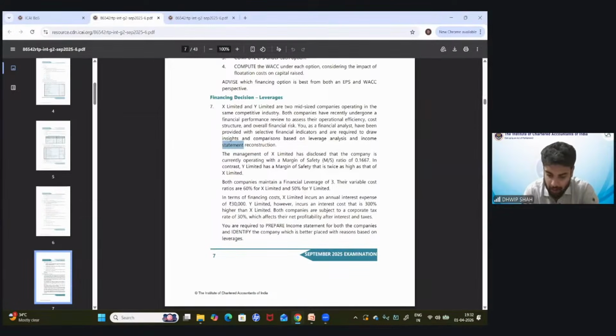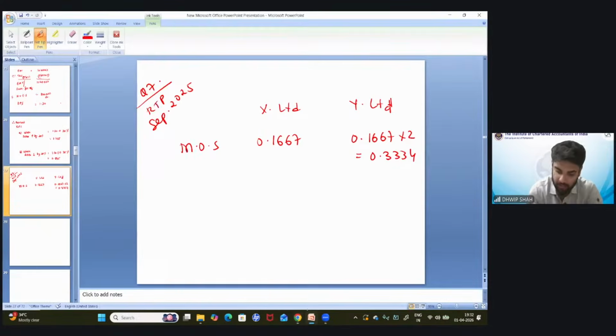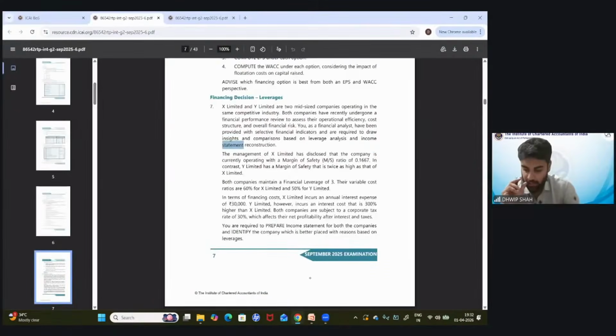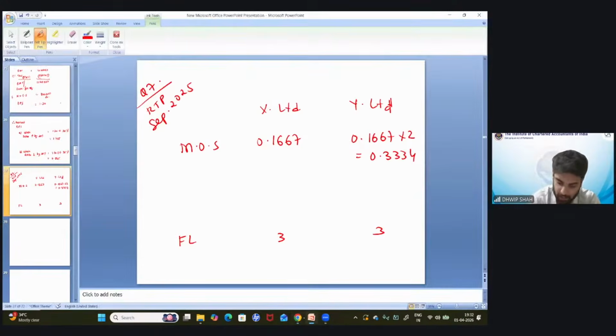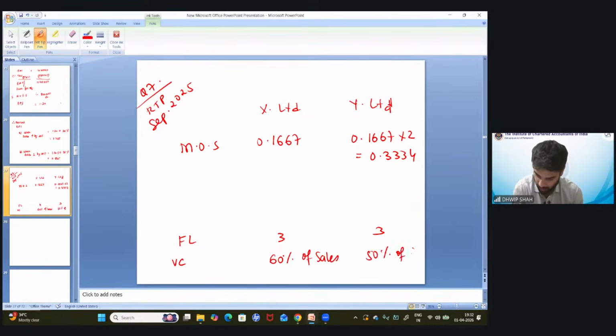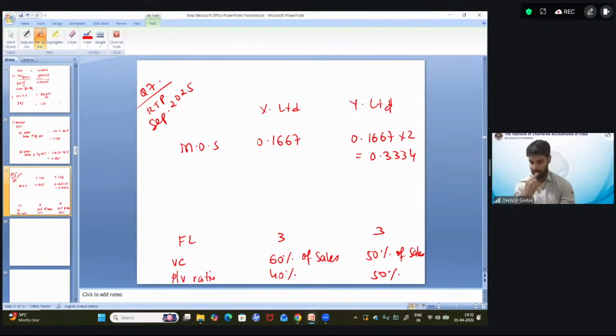Next paragraph. Both the companies maintain a financial leverage of 3. Oh, okay. Financial leverage for both the companies 3. ठीक है, लिख दिया. Variable cost ratios are 60% for X and 50% for Y Limited. So can I say variable cost to sales is 60% of sales for X and 50% of sales for Y. तो PV ratio कितना होगा? PV ratio would be 40% in case of X Limited, 50% in case of Y Limited.